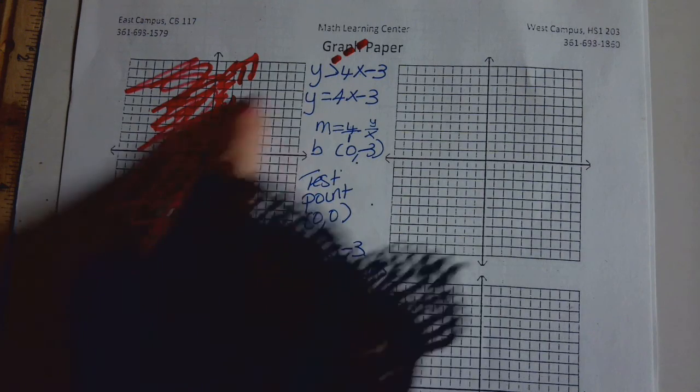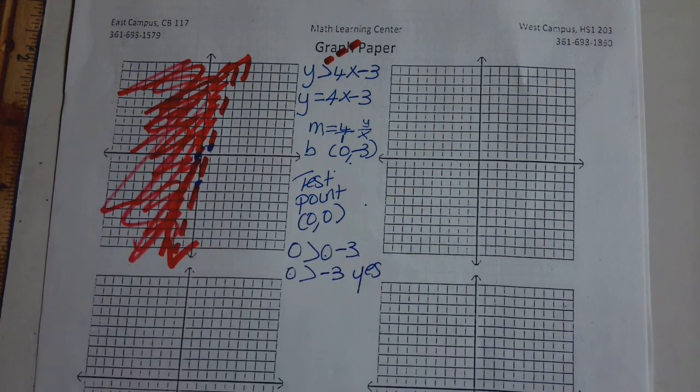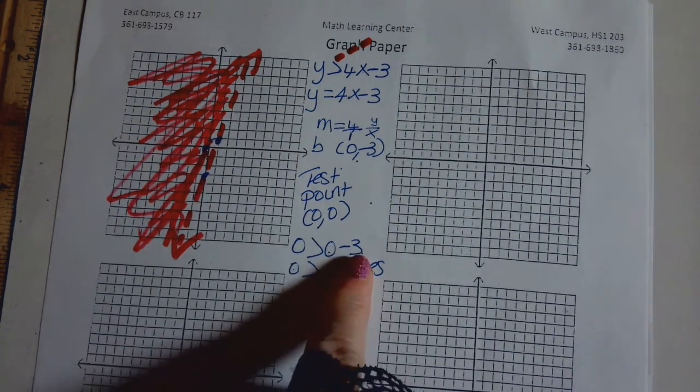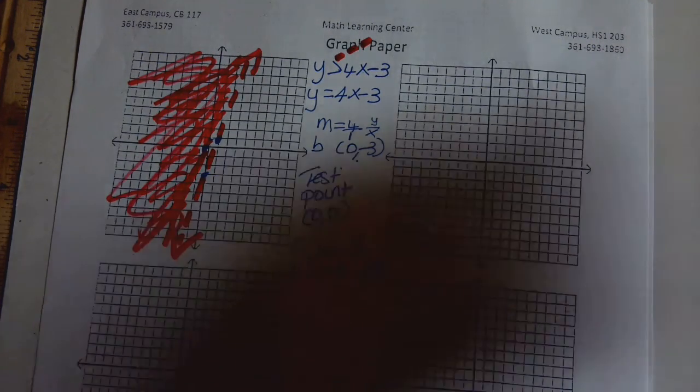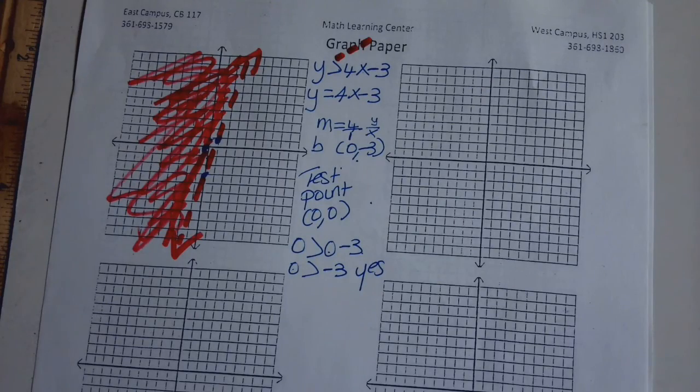None of these would be in the solution, because none of these would make this inequality true. Only everything on this side would. So once you test one point on one side, and that point is true, all the points are true on that side. If I test a point on a side and it's not true, then that means none of that side is true and only the other side would be true. But here this is true. So let's go ahead and graph a few more.